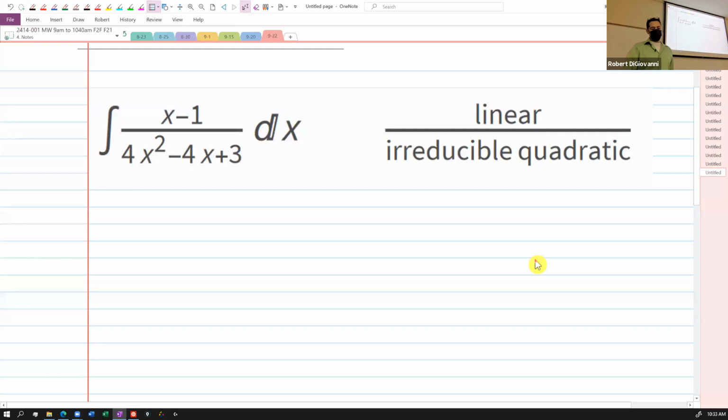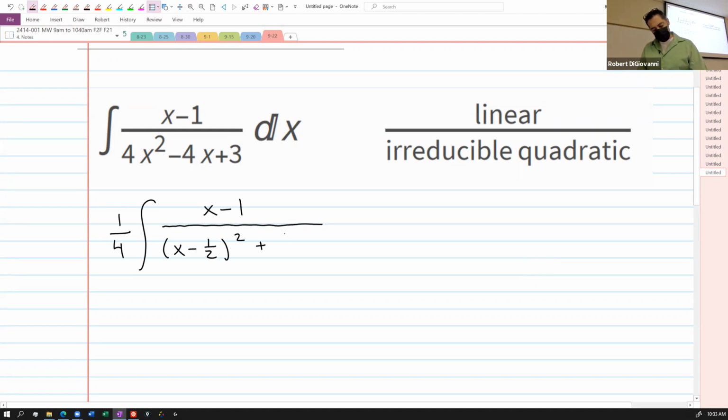Okay, so the way that the book does it, what they would do is they'd first pull the 4 out of the bottom. So they would complete the square on the bottom, and they would get this x minus a half squared plus a half, right? That's what they would do. So you still have to complete the square. The rest, though, they just make a u substitution. They go, okay, u is equal to x minus a half. They're making that substitution right there.